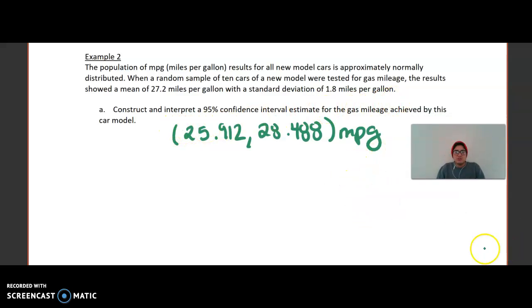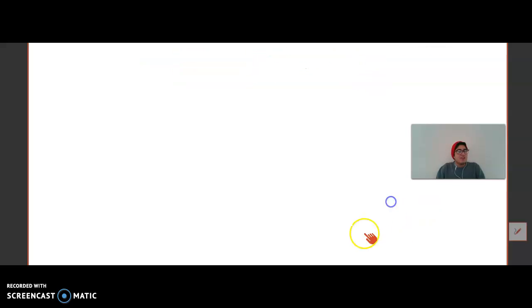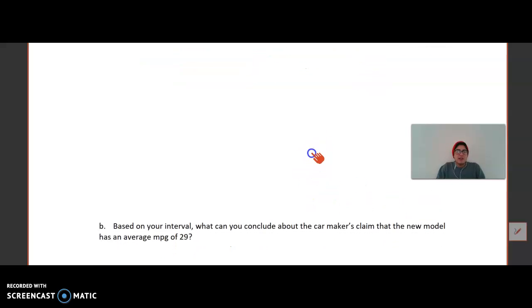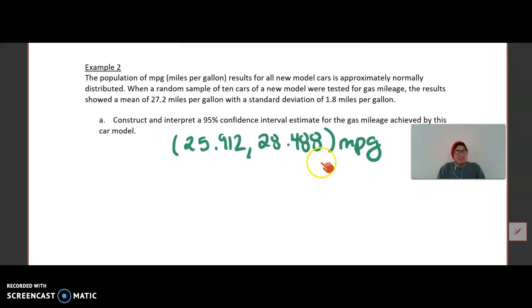And then, of course, in true fashion, we have an applied question here at the bottom, which is just saying, based on our interval, would we conclude that the claim that the new model has an average of 29 miles per gallon? Well, based on our interval, I think you can answer that. So let me know if you have any questions on this, but good luck. And next lesson, we'll talk about some properties of the confidence interval for mu.